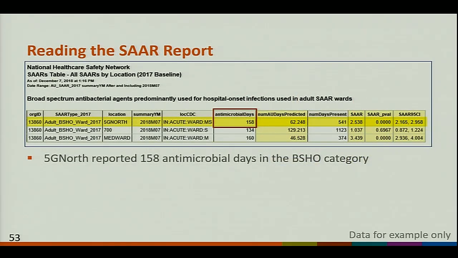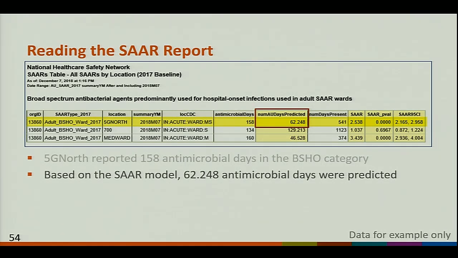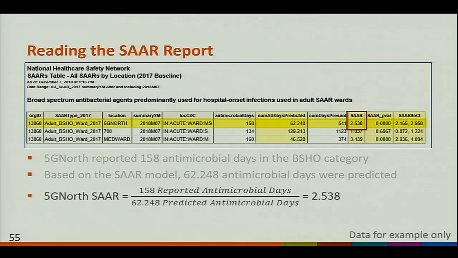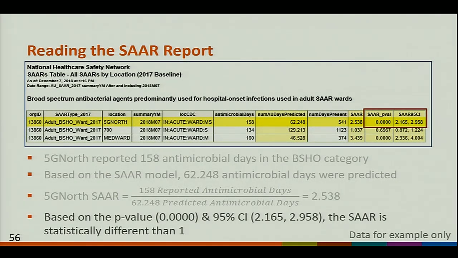So just quickly orienting you to how to read the SAAR report. So my highlighted row here at the top of the table, my 5G North location reported 158 antimicrobial days in the broad spectrum antimicrobial agents predominantly used for hospital onset infections, or BSHO category. Based on the SAAR model, 62.248 antimicrobial days were predicted for that location. This tells me that I have 158 reported antimicrobial days divided by 62.248 predicted antimicrobial days, which gives me a SAAR of 2.538 for this location and month. And then based on the p-value and the 95% confidence interval, this SAAR is statistically different than 1.